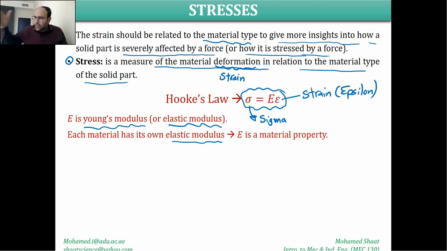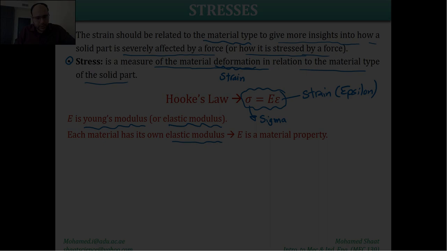Epsilon is the strain, sigma is the stress, and E is a constant. This constant is known as the Young's modulus or the elastic modulus of the material, and it is a material property. What does it mean, a material property? It is something that distinguishes one material from another. Copper, for example, has its own Young's modulus that is different from aluminum, that is different from the Young's modulus of steel, that is different from the Young's modulus of any other material. Make sense? So it is a material property.